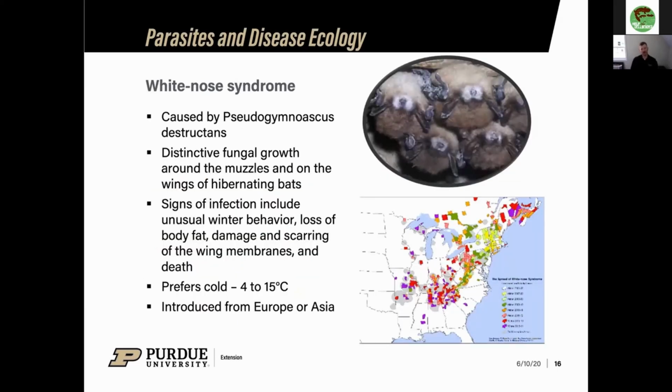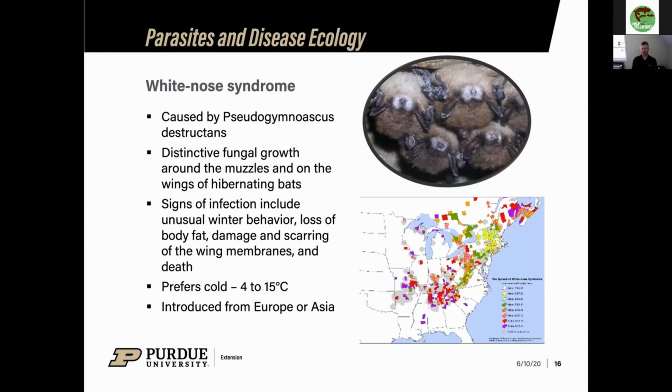Okay, now I'm going to provide an example of a more wildlife-focused pathogen. And this is white nose syndrome. It's caused by a fungal pathogen, Pseudogymnoascus destructans. This pathogen was thought to be introduced from Europe or Asia, and it has basically colonized the bat populations in Eastern North America. What it does is it grows around the muzzle of the bats, as you see here, and it also will grow on the membranes of the skin, for the wings.